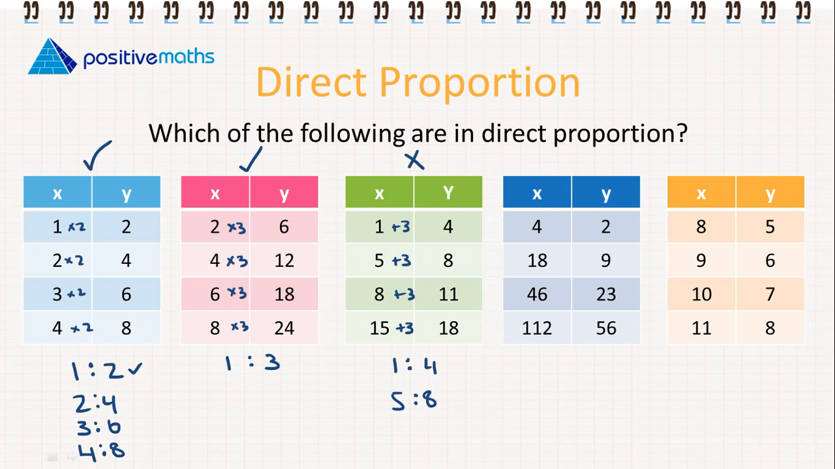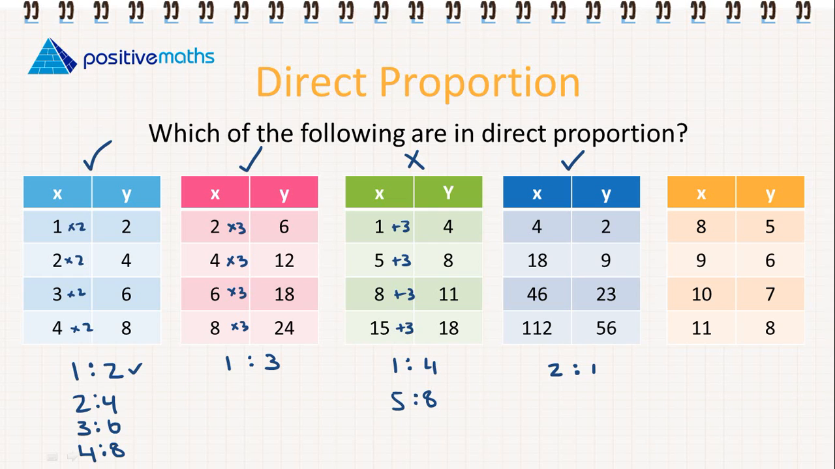Okay, let's take the dark blue table. 4:2. We can simplify that down as 2:1. So let's see, do the rest have the same ratio? 18:9. Again, that'll simplify down to 2:1. So will 46:23. And so will 112:56. So we can see that the x value is double the y value. So yes, dark blue table, those values are directly proportional.